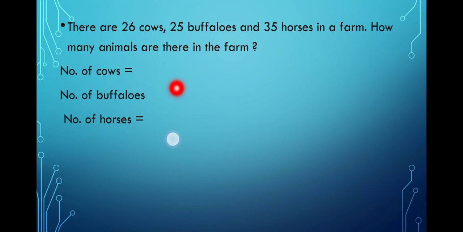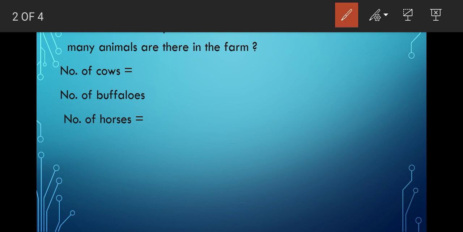So this time from class 2 onwards, you have to write the steps also. These are the steps. Okay, number of cows, how many cows are there? 26. So you have to write here 26. Number of buffaloes, how many are there? 25. So you have to write here 25. Number of horses, how much? 35. So this time you have to write the steps like this.